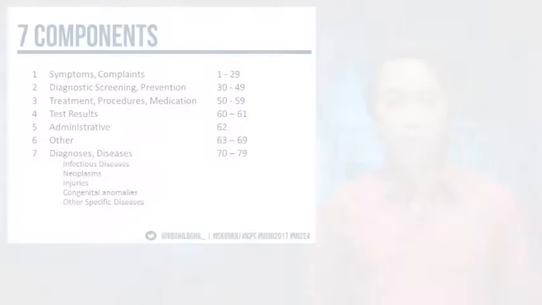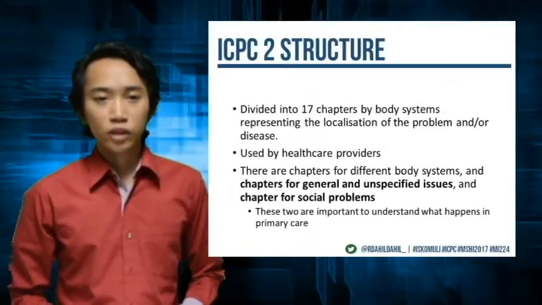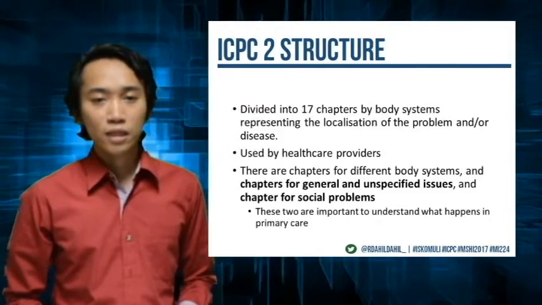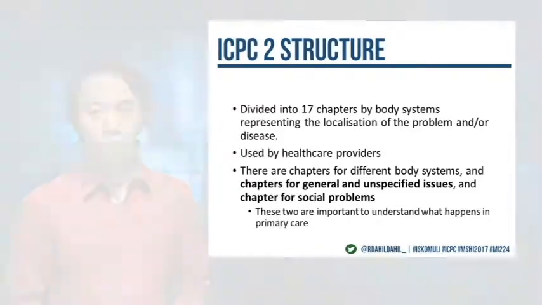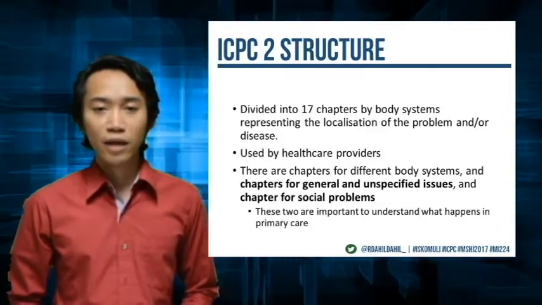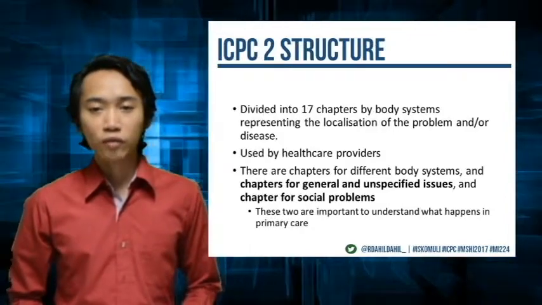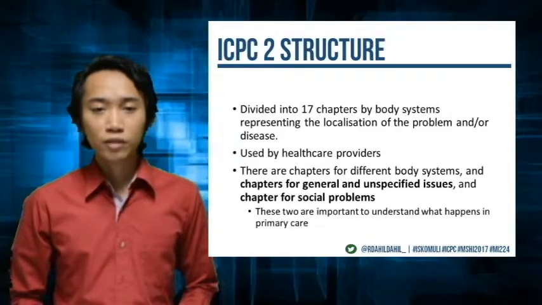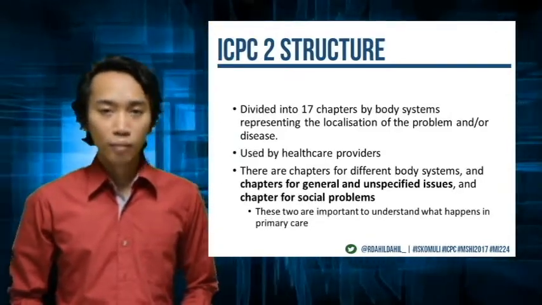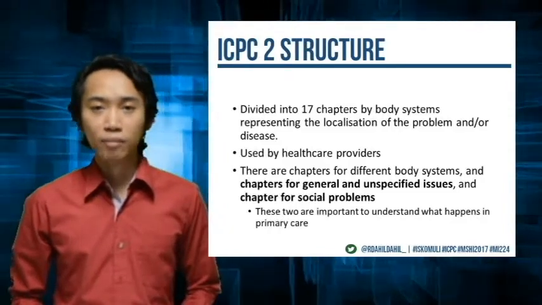diagnosis or diseases. The ICPC-2 structure is divided into 17 chapters by body systems representing the localization of the problem. There are chapters for different body systems, chapters for general and unspecified issues, and a chapter for social problems. The chapters for general and unspecified issues and the chapter for social problems are important to understand what happens in primary care.